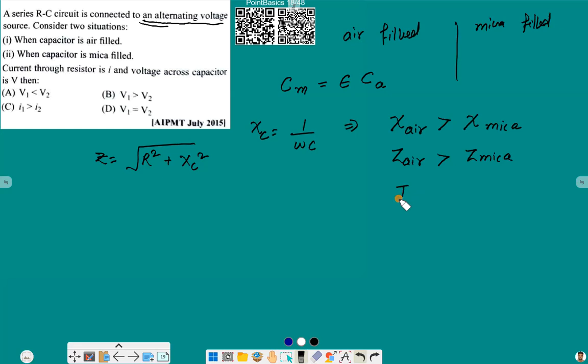So we can say current of air will be smaller as compared to current of mica. Now the value of resistance is fixed, and the potential drop across the resistance is given by V is equal to IR. Now in case of the air filled capacitor, this value, let me write it clearly.